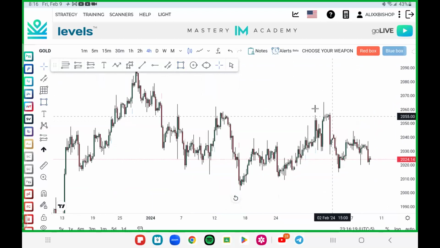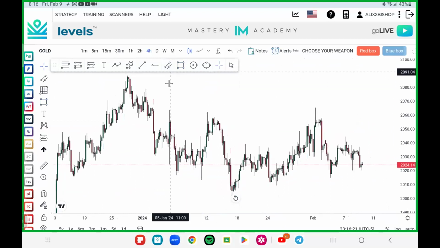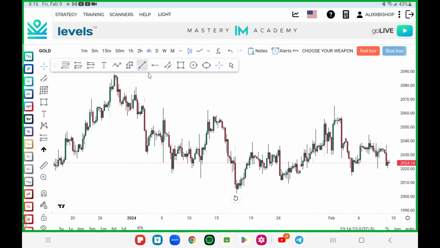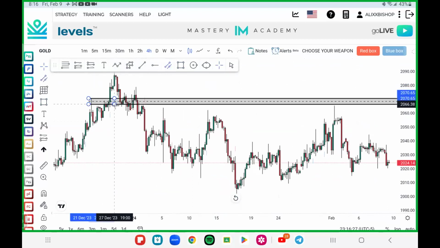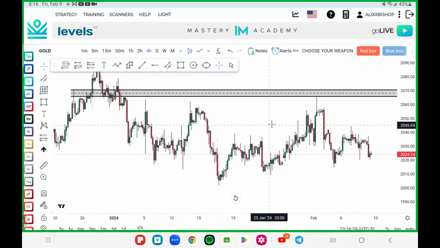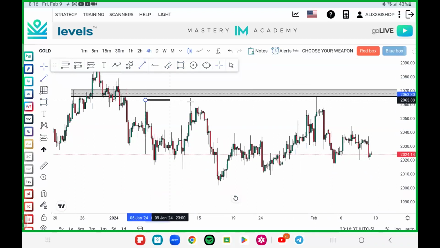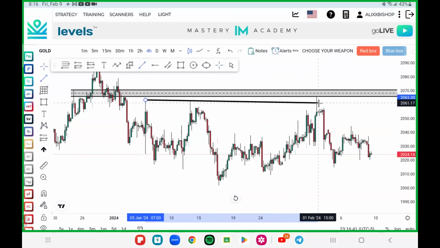But in my eyes, this is just consolidation, right? The TradingView chart compared to the Levels chart is slightly different with market structure. But I'm waiting for this area right here. Now, on Levels it looks like it touched, but on TradingView it hasn't. And actually on TradingView, there's liquidity chilling right here, right below that.